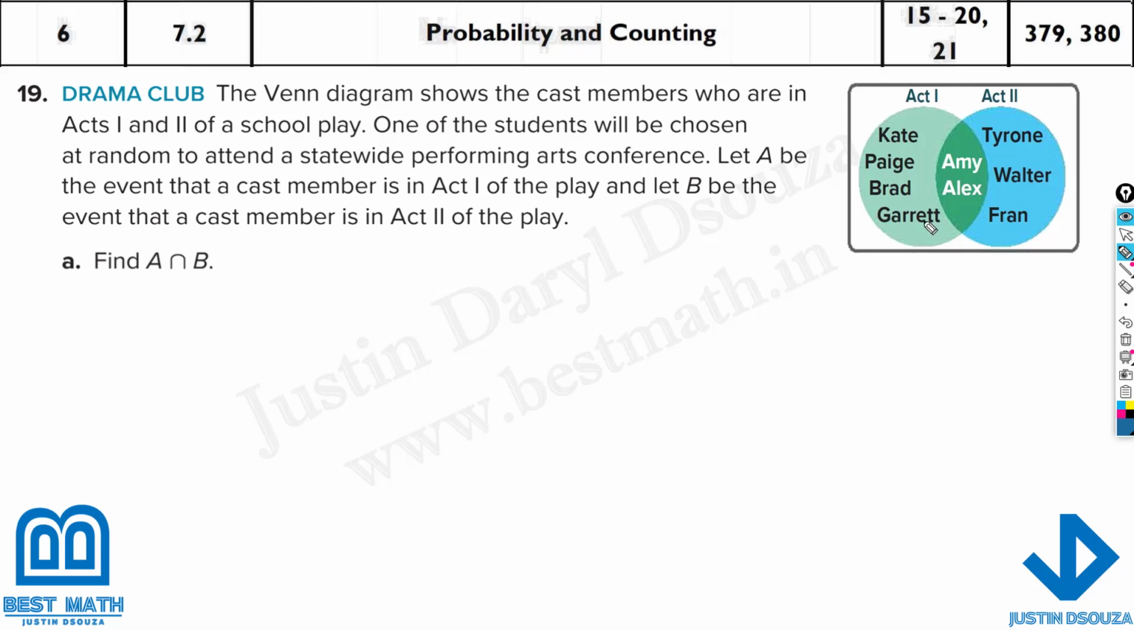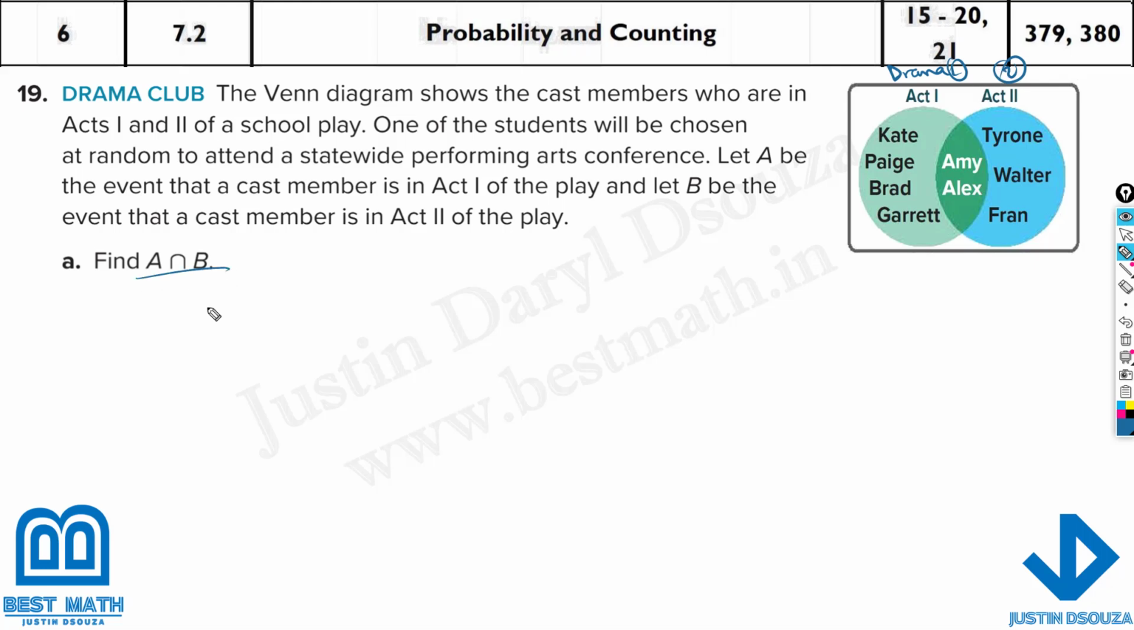Act 1 means all these are in this particular drama. Imagine this is drama 1. There are two dramas, a second play or a skit or anything. Kate, Paige, Brad, Garrett, Amy, and Alex are doing drama 1. In drama 2, Tyron, Walter, Fran, Amy, and Alex are also included.